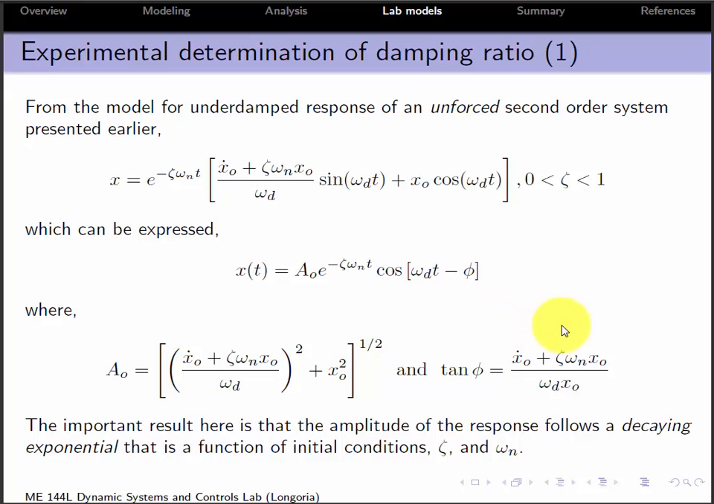Finally, one last thing. As we saw, in order to determine the natural frequency using the measured damped natural frequency, we need to measure the damping ratio directly. So one way to do that is with this method that I'll show that's called the log-decrement method.